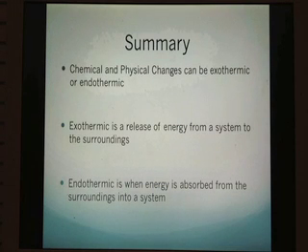So let's have a summary. These chemical and physical changes that we've been studying in our last unit, they can be exothermic or endothermic. And exothermic just means that we are releasing energy from the system to the surroundings. Endothermic is when energy is absorbed from the surroundings into a system. So I want you to know the definitions for exothermic and endothermic. The way I remember exothermic is just like an exit sign, something leaving. So energy is leaving the system, release of energy. And then endothermic, well, it kind of sounds like in. That is when you are putting energy into a system.